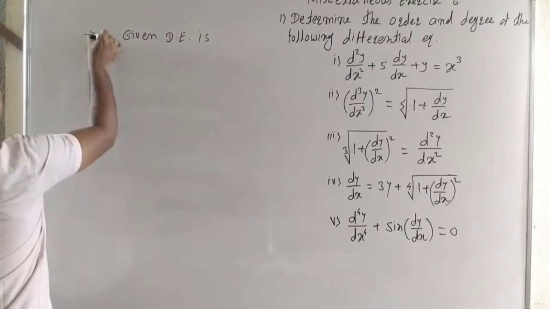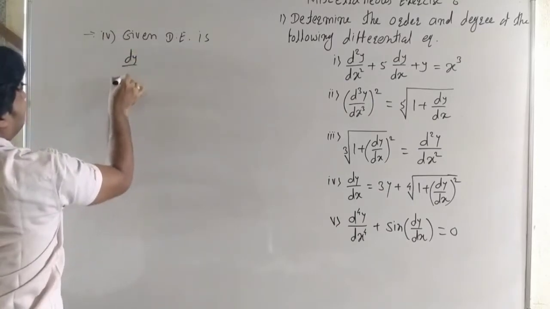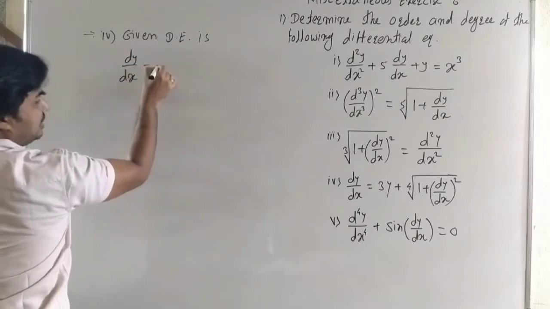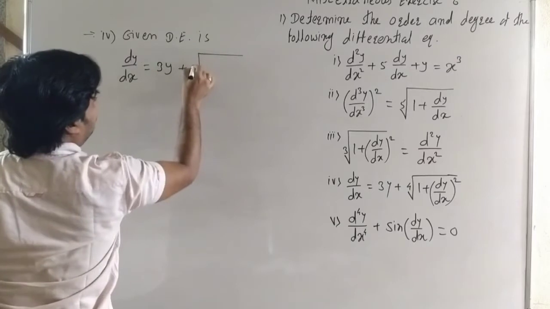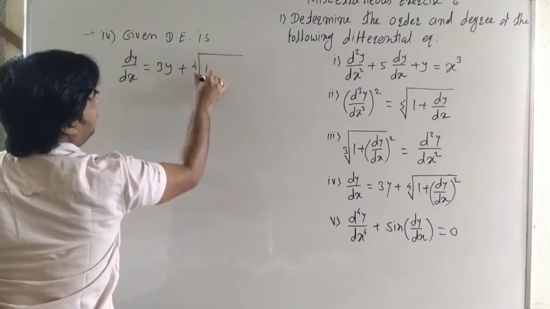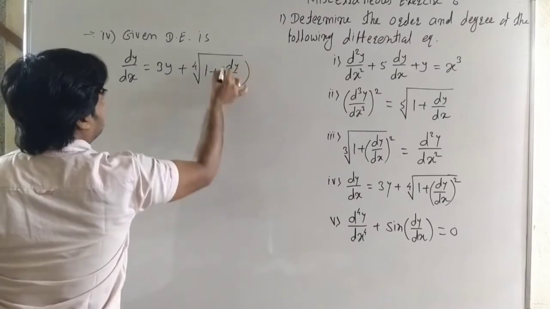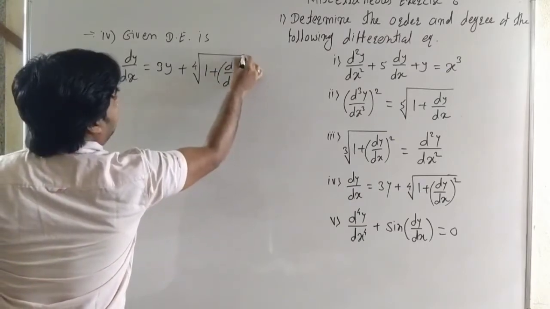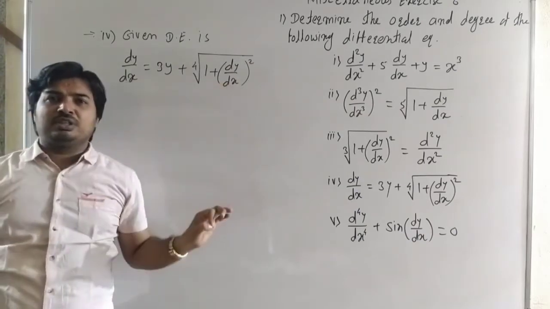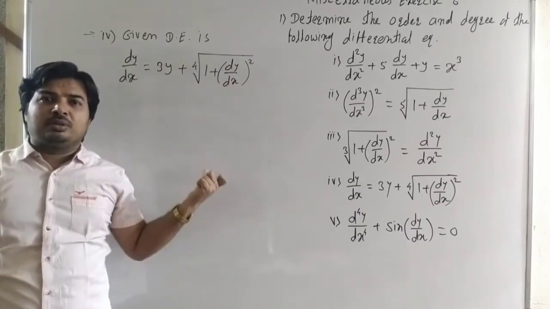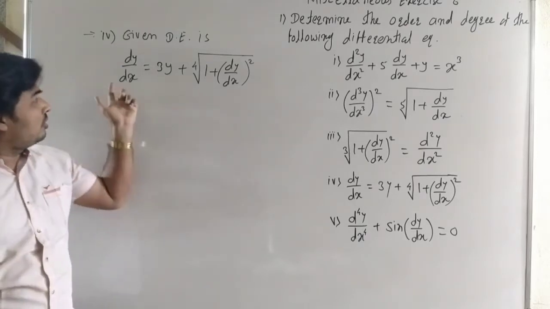Okay, the fourth example: dy by dx is equal to 3y plus the fourth root of (1 plus dy by dx) whole square. Now clearly here it is a first order derivative, therefore the order of the differential equation is 1. Now we calculate the degree of the differential equation.